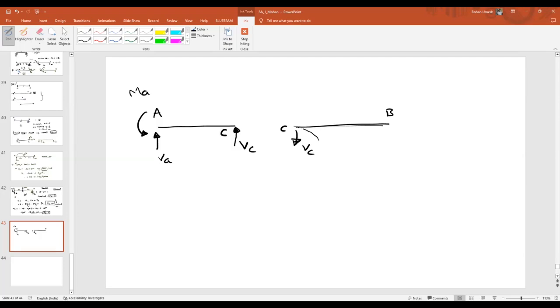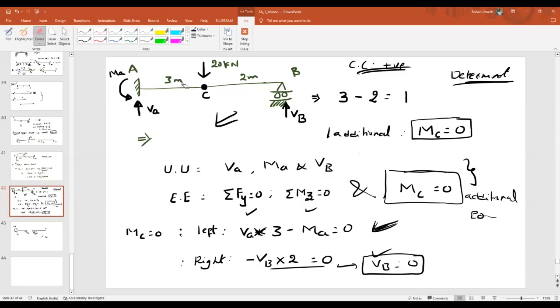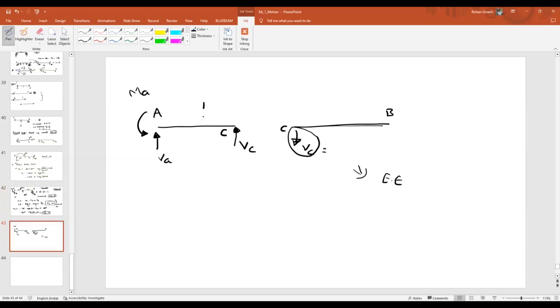First of all, tell me what is this reaction? Look at this CB. You can apply the equilibrium equations. Forget about the load at that point first. Or imagine, if it is complicating you, remove this and place it somewhere here, just for the sake of now. So 20 will be somewhere here.